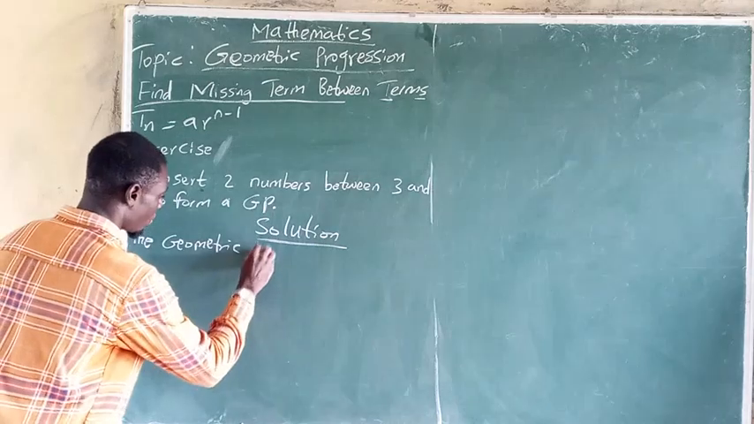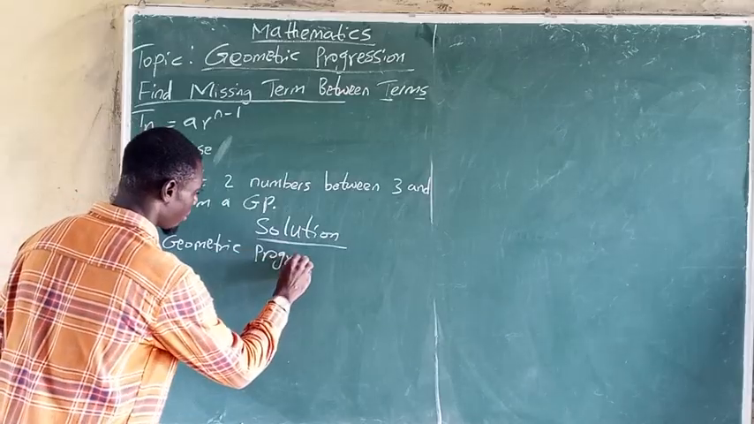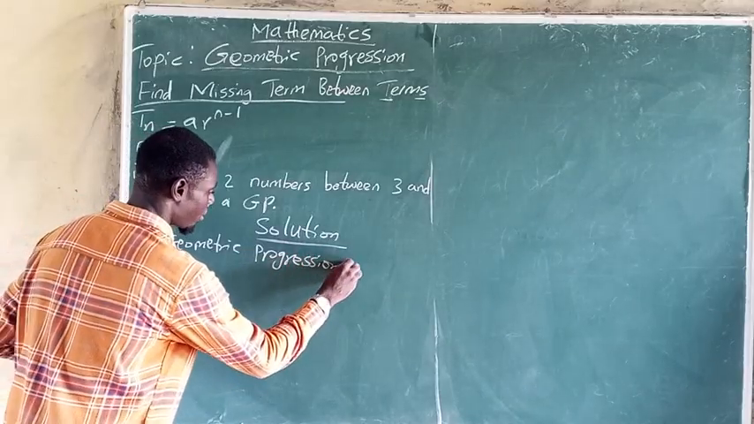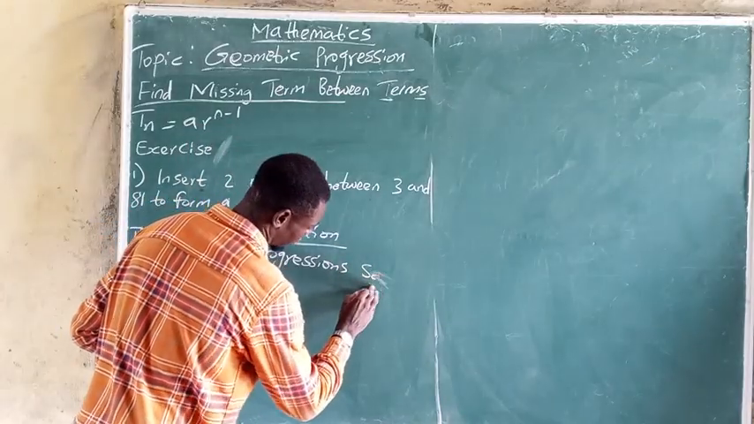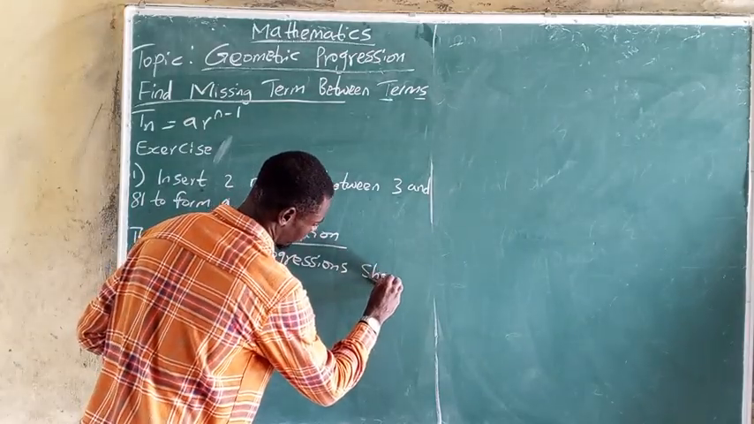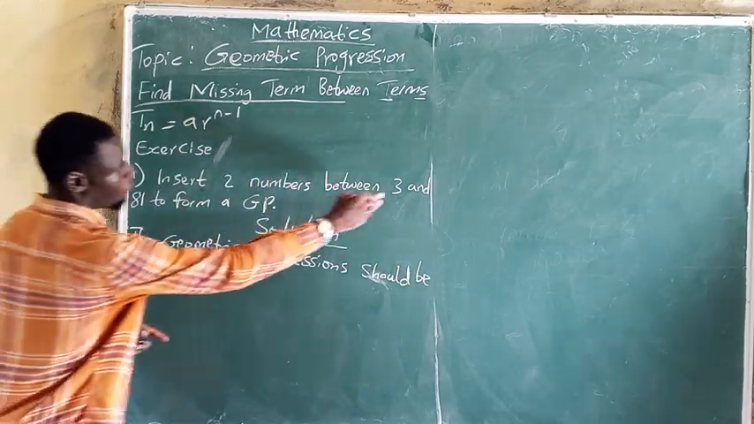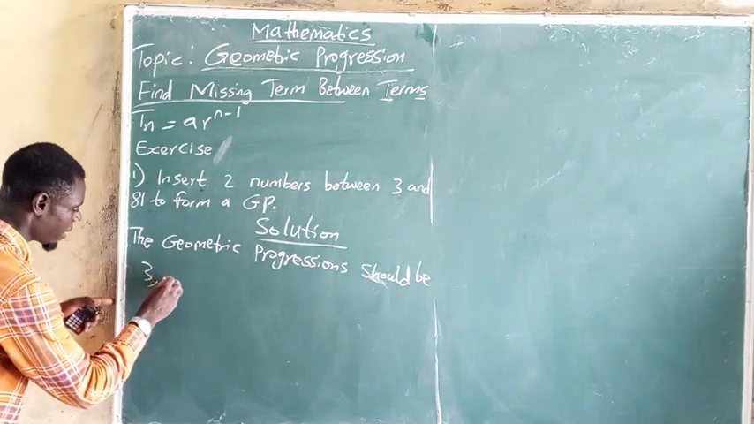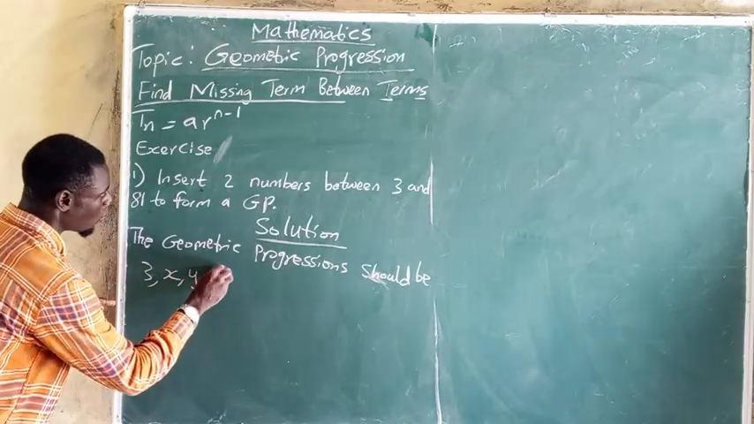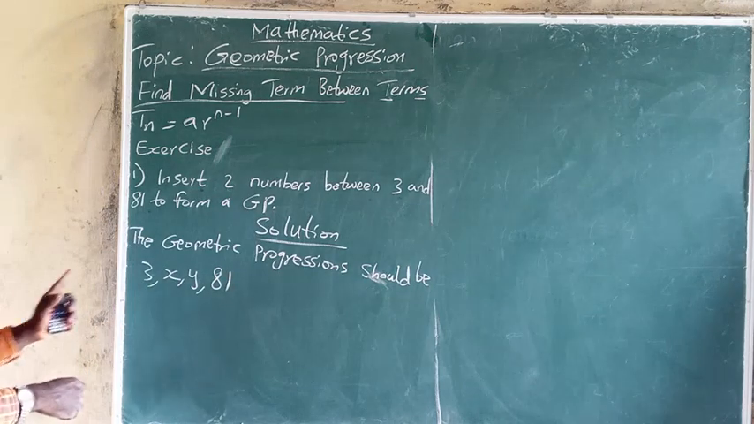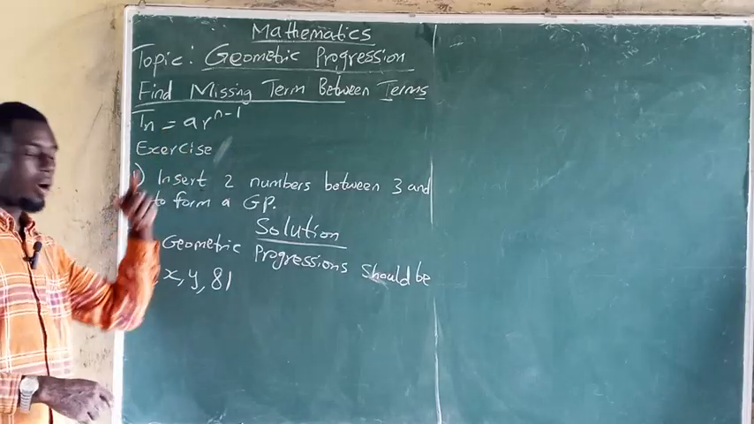Now, we can say the geometric progression should be: our first term is 3, then we don't know the second one, we put it as x, we don't know the third one, we put it as y, then the last one is 81. Because they are asking us to look for a term, we have to use the nth term formula.